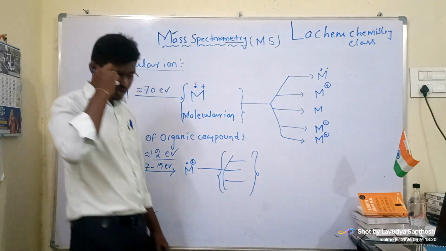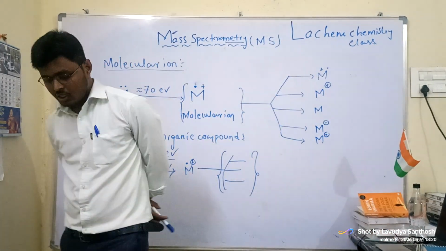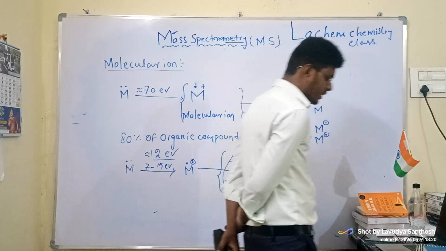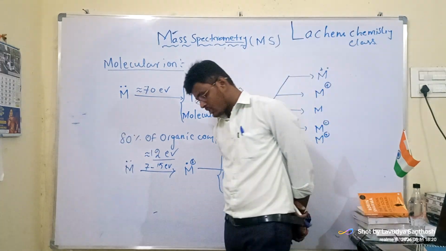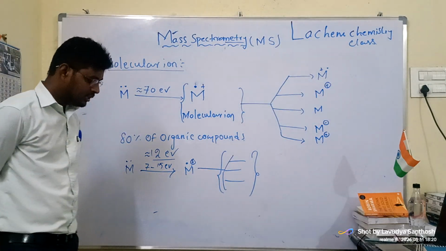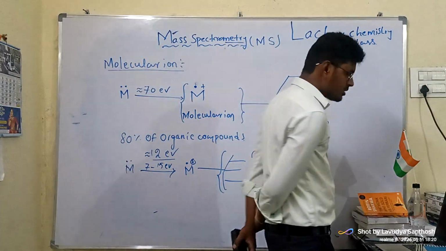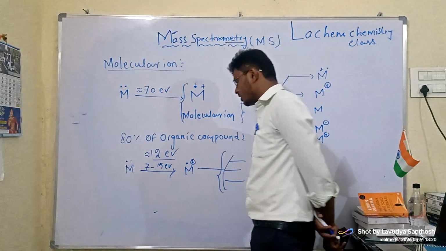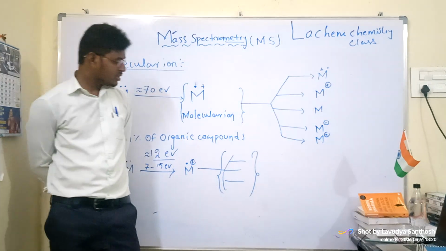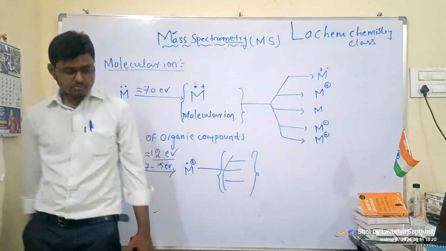Now write down the point. This is very important. The maximum electron volt of energy required to generate molecular ion is 15 electron volts.